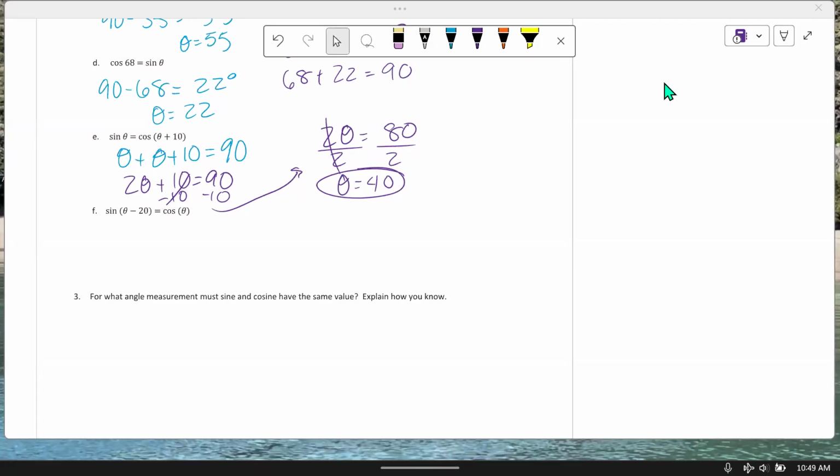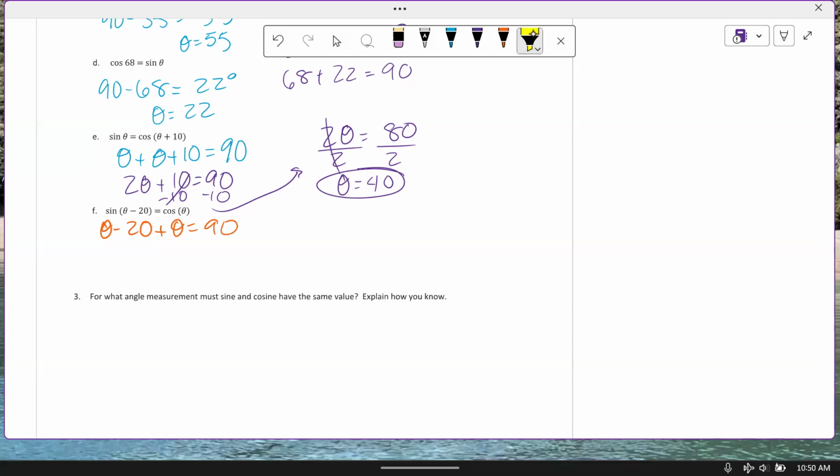For F, we have sine of theta minus 20 equals cosine of theta. Set it up the exact same way. Theta minus 20 plus theta, that would technically be in parentheses, but you don't have to because it's adding and subtracting. So the parentheses aren't super needed. Equals 90. We're not multiplying anything toward the parentheses or putting anything to an exponent or dividing, so they're not really needed.